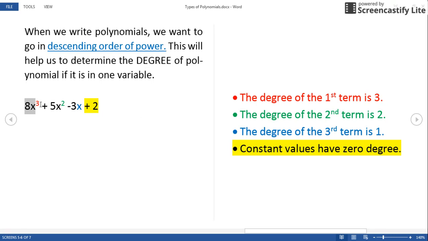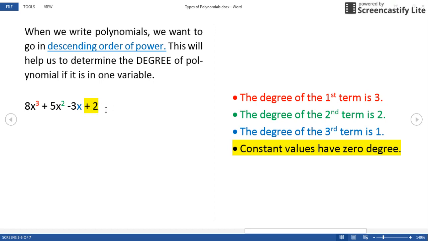For instance, with this polynomial that has 4 terms, the first term has a degree of 3 because its exponent is a 3. The second term has a degree of 2 because its exponent is a 2. We have an understood exponent of 1 attached to this x, so the third term has a degree of 1. Constant values always have 0 for their degree.